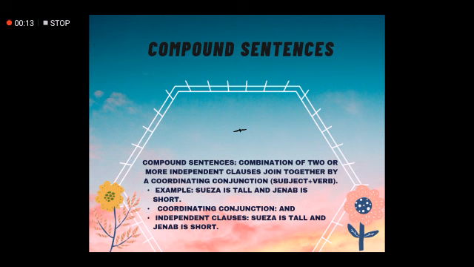My name is Shaira and I will continue with the compound sentence. A compound sentence is a combination of two or more independent clauses joined together by a coordinating conjunction. Subject plus verb. Example, Suza is tall and Zainab is short. Coordinating conjunction and independent clauses. Suza is tall and Zainab is short.